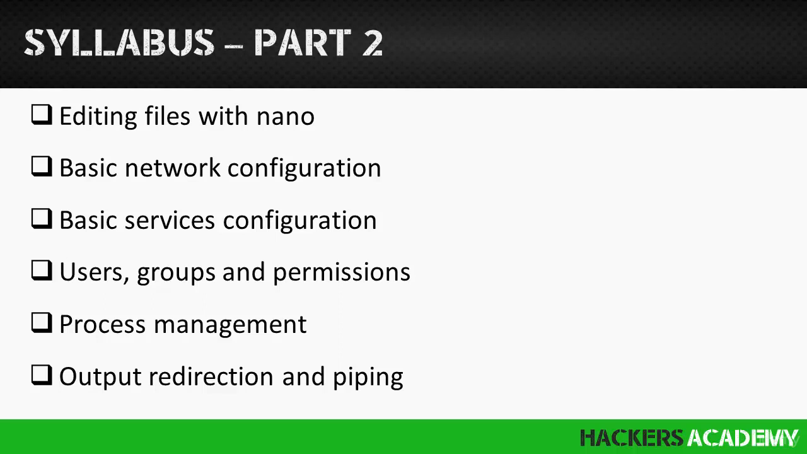Once we're done, we'll look at process management, how we can control processes, stop them, background them. We're going to be doing some really cool stuff with processes. And last but not least, we'll look at output redirection and piping. I'm going to be showing you some practical examples from my day-to-day work, things that I use when I'm doing my job as a pen tester. And that would be part 2.